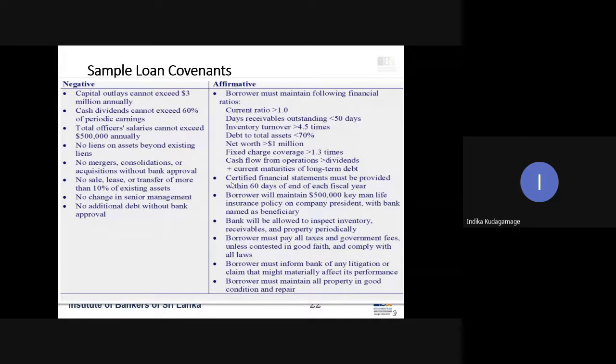Current ratio above a certain level. Certified financial statements. Right? Get a life insurance. All those things are affirmative or positive. They can easily do and adhere. We are not going to restrict. Why do we put terms and conditions? That is to maintain the risk level.